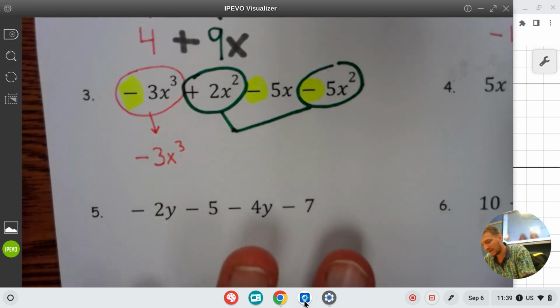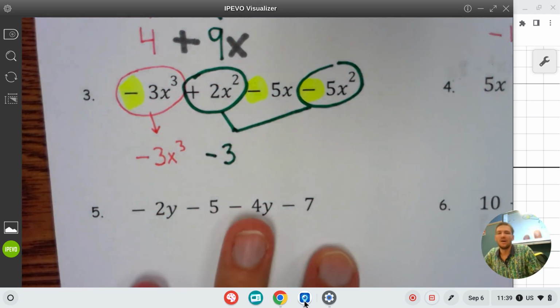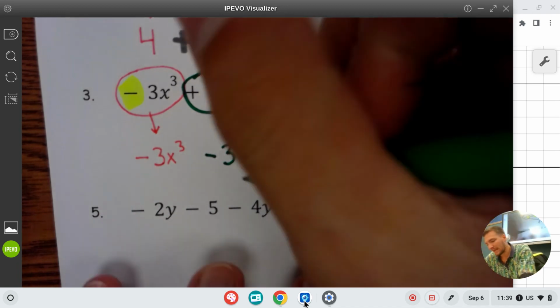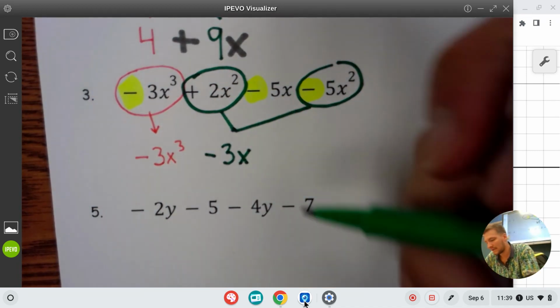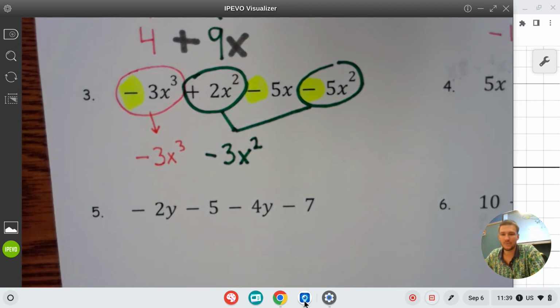So I'm going to go here. I'm going to write negative 3. What variable goes on that negative 3? An x. Is there an exponent on that x? A 2, which makes it an x squared. I think that looks pretty good.